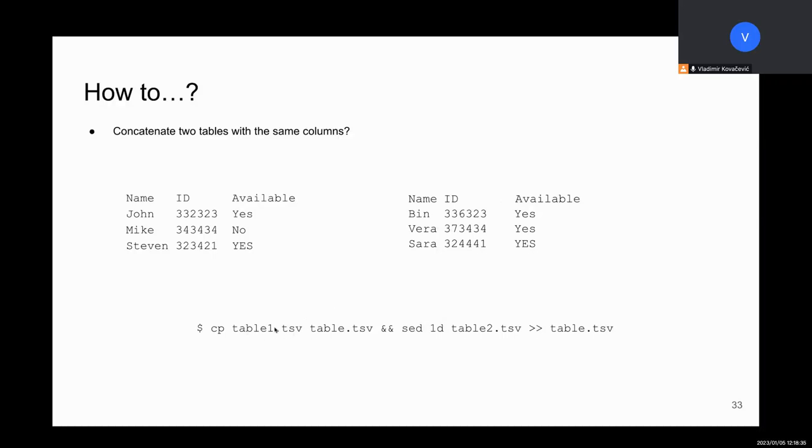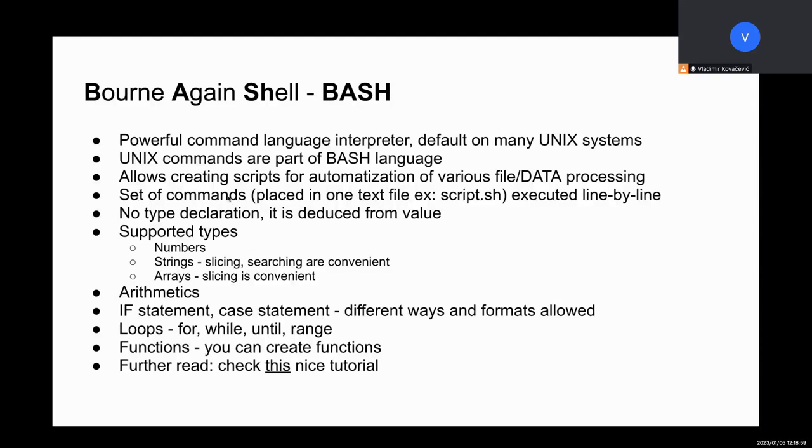We can copy the contents of table one to table, and then remove the first line from table two and just append it to this table .tsv. So just append the contents, since in both files the columns match 100%.